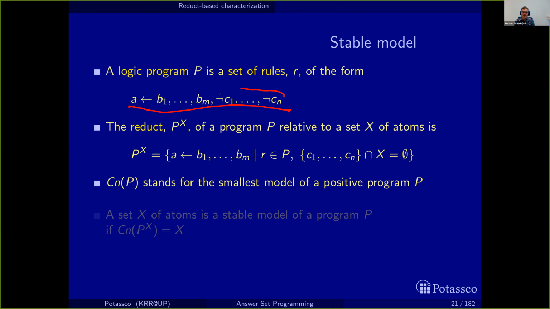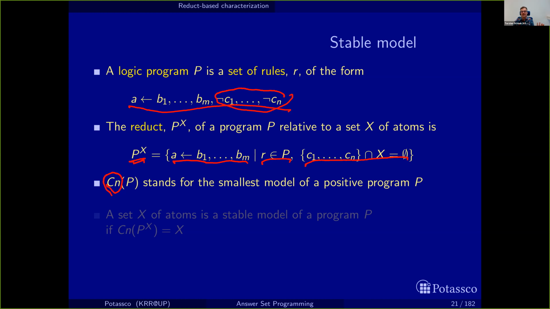We look at all the rules, and we evaluate the negative part. In case none of the negative atoms is contained in X, good, then we add this rule to our reduct. This is the definition of the reduct. Then we look at everything that is provable from the reduct. Since this is a positive or even a definite program, what is provable corresponds to the smallest model of this positive program. This is given with this operator, the consequences of this positive program.